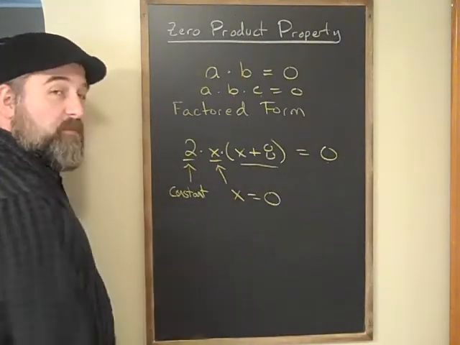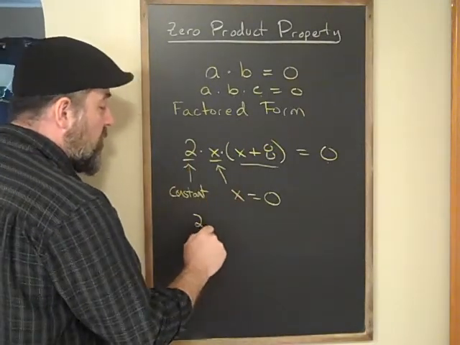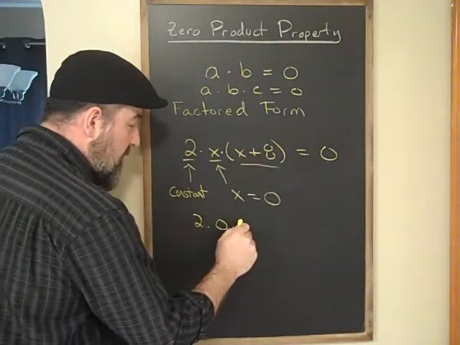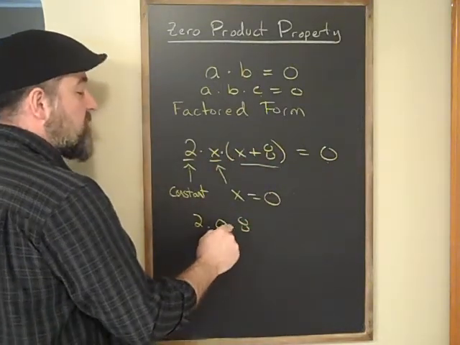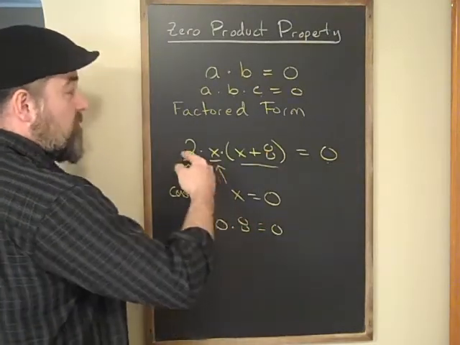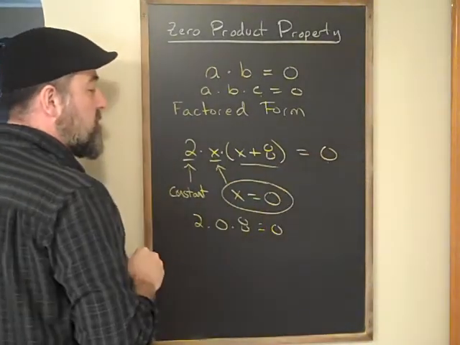What makes x be 0 is when x is 0. So look here, if x is 0, you end up with 2 times 0 times, if we put 0 in, we'll get 0 plus 8, which is 8. 2 times 0 is 0, 0 times 8 is 0. So if x is 0, this is solved because 0 equals 0. So this is one of our solutions.